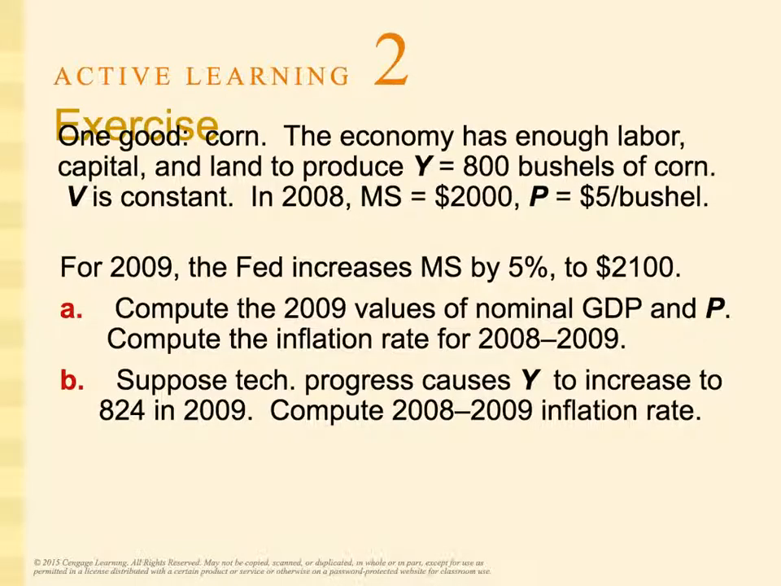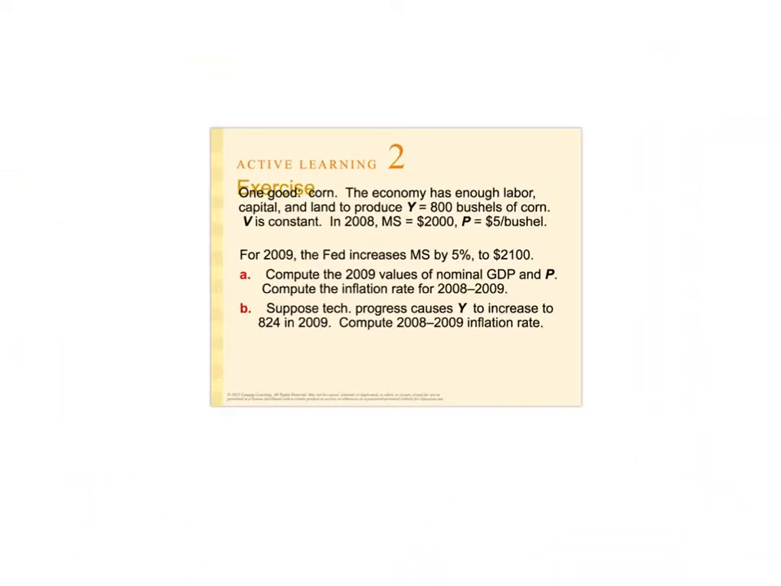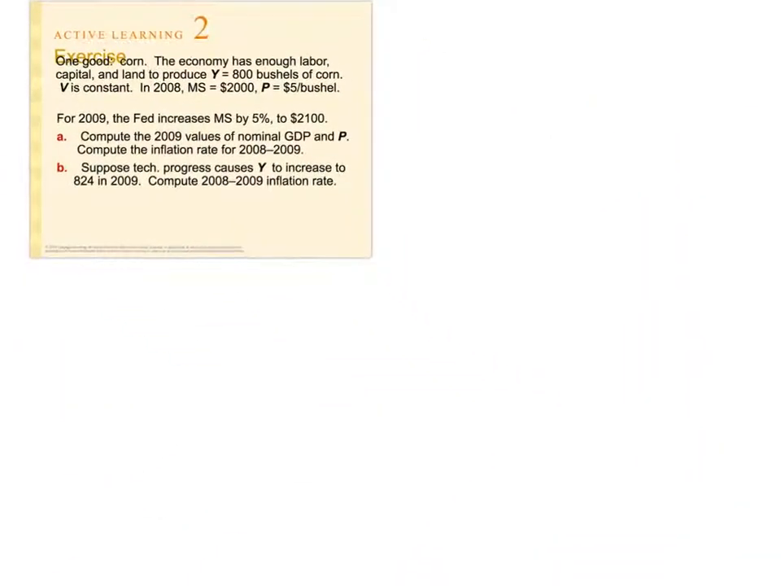Okay, in this particular example, we have enough land, labor, and capital to produce 800 bushels of corn. Velocity is constant. Money supply is 2,000. Price level is $5 a bushel. And then the Fed increases the money supply by 5% to 2,100. We need to compute nominal GDP and price, and then the inflation rate, and then suppose technological progress increases GDP. So let's go ahead and work out this particular problem.